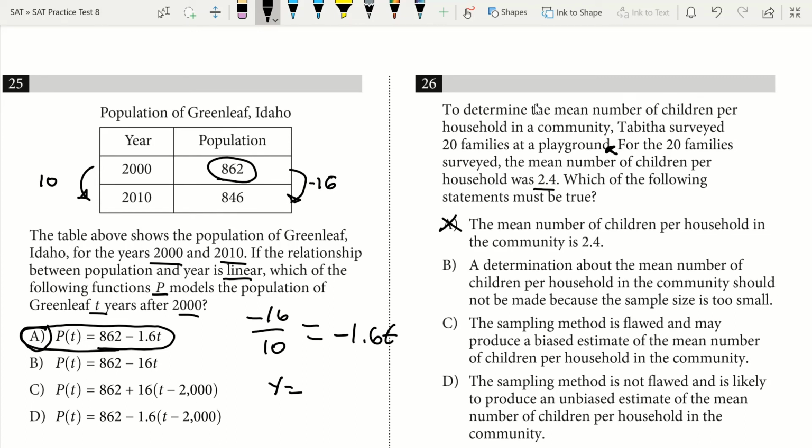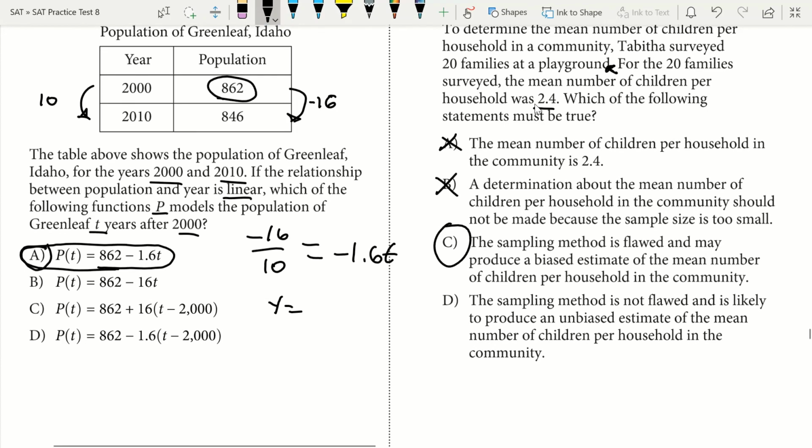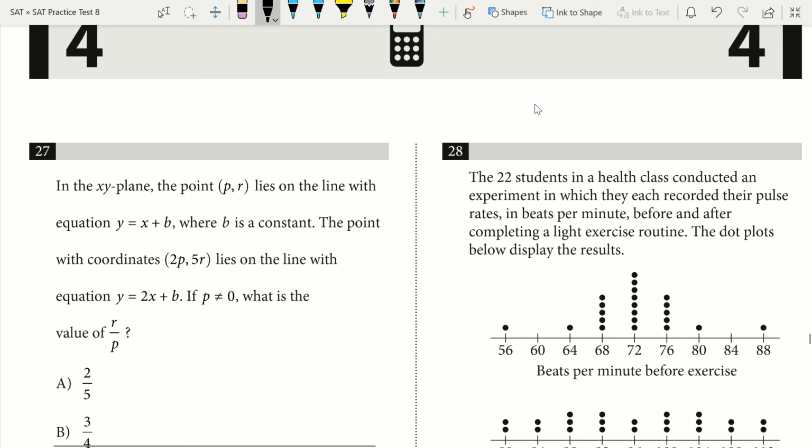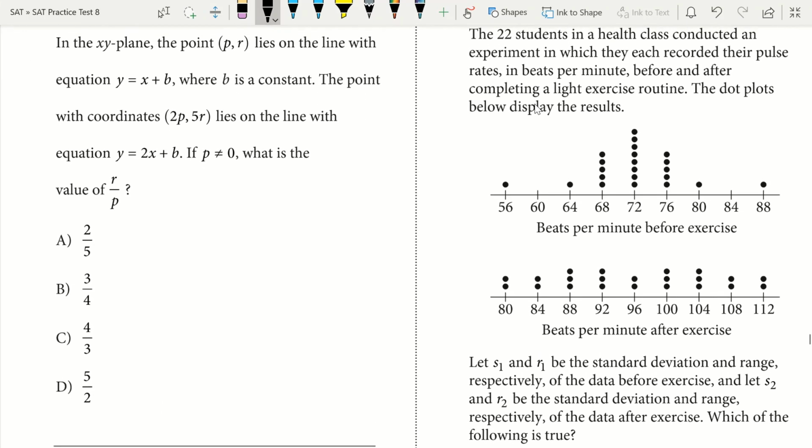A determination about the mean number of children per household in the community should not be made because the sample size is too small. While 20 is a decently small sample size, it's considered large enough. So we're not going to pick that. And then C, the sampling method is flawed and may produce a biased estimate of the mean number of children per household in the community. Yes, it's flawed because it's taken at a playground where the people who have families go, right? Larger families are more likely to go to a playground. D, the sampling method is not flawed. So answer C there.